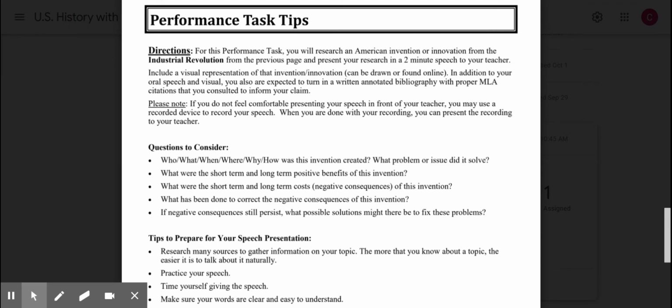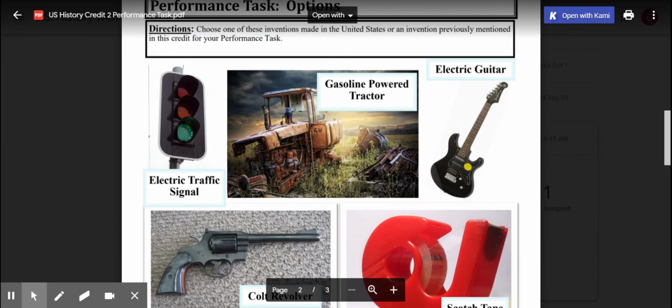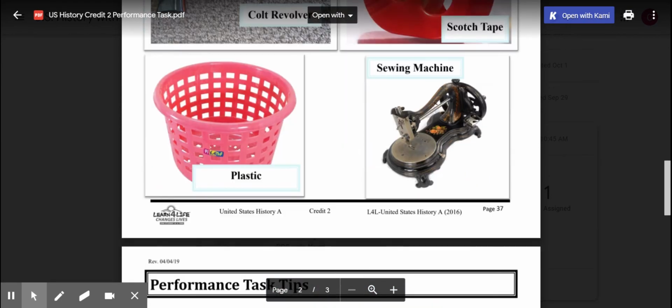So this is what you're going to do for your performance task: you are going to look at a single invention, because a lot of times innovation solves problems, it fixes things and it makes things better in society, but it also brings with it unforeseen consequences. And so you're going to be choosing an invention, and it gives you a few up here on page 37. You aren't limited to those.